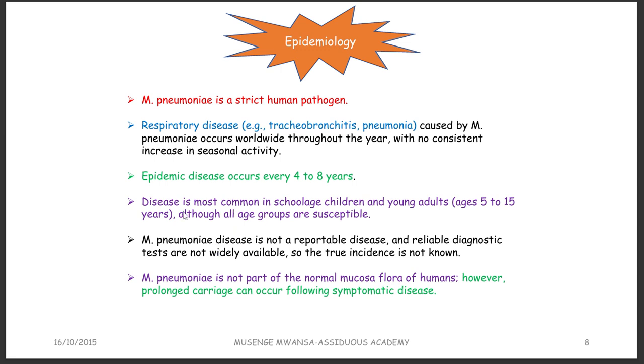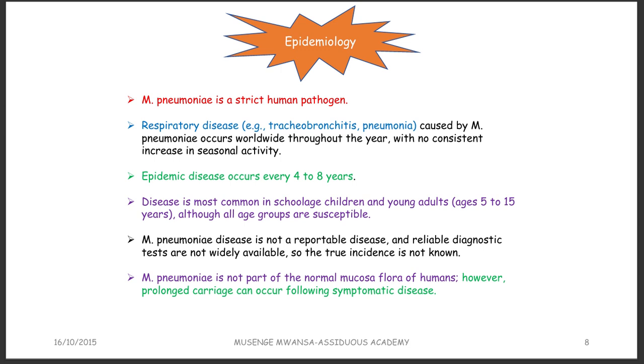So this disease is the most common in school age children and young adults, those that are between 5 to 15 years. Although all ages can be affected, it is normally in this age group. So Mycoplasma pneumoniae disease is not a reportable disease, meaning that if the cases rise, it's not really something that is much of a worry. Okay, reliable diagnostic tests are not widely available, so the true incidence is not really known, of the true number of people that are having this disease.